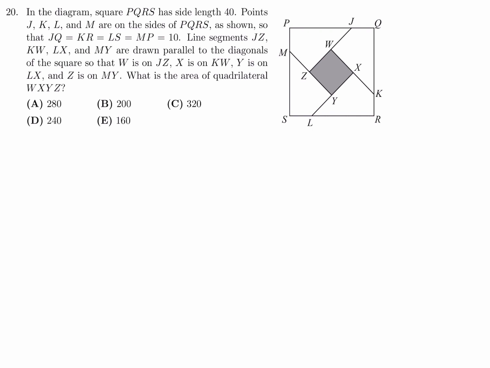In the diagram, square PQRS has a side length of 40. Points J, K, L, M are on the sides of PQRS as shown, so that JQ equals KR equals LS equals MP equals 10. Line segments JZ, KW, LX, and MY are drawn parallel to the diagonals of the square so that W is on JZ, X is on KW, Y is on LX, and Z is on MY. What is the area of quadrilateral WXYZ?